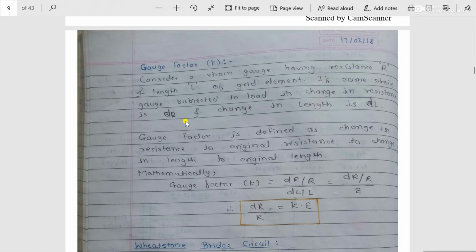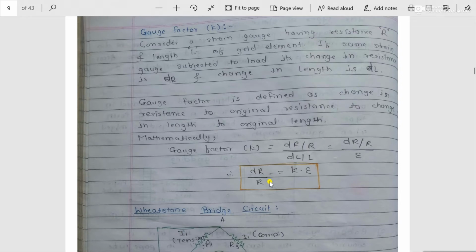So the simple definition for the gauge factor is change in resistance upon original resistance divided by change in length upon original length, and by replacing the denominator in the form of strain value and rearranging the terms, I have written the final equation: delta R upon R is equal to K into epsilon, and I have to use this equation or this value in the further derivation part. So this is about the gauge factor, which is indicated by capital K.